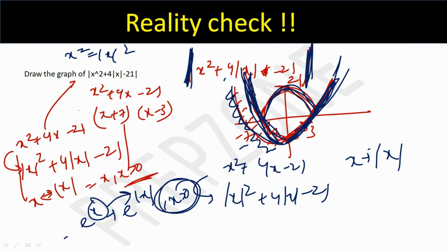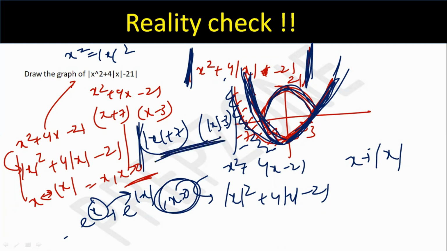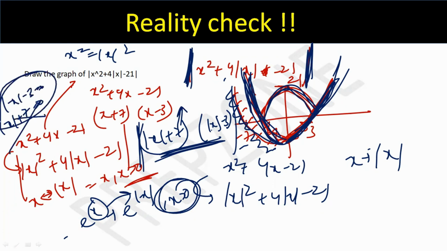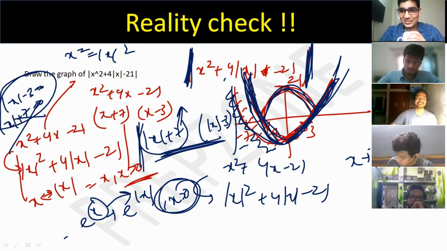Or if you have to simplify this, you can also write this as mod x plus 7 into mod x minus 3, the whole modulus. This is what is written here, right? x square is the same as mod x square plus 4 mod x minus 21. It's a quadratic equation in mod x. This is the value. And if you have to take its root, what will the roots be? Either mod x plus 7 will be 0 or mod x minus 3 will be 0. Mod x plus 7 cannot be 0. So it has to be x equals plus minus 3.